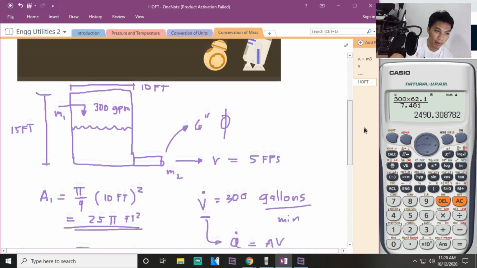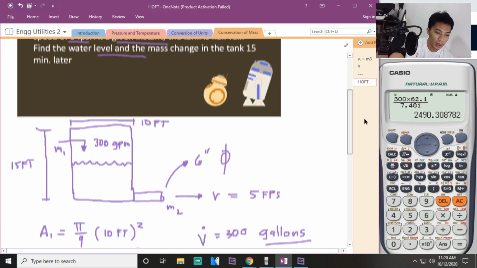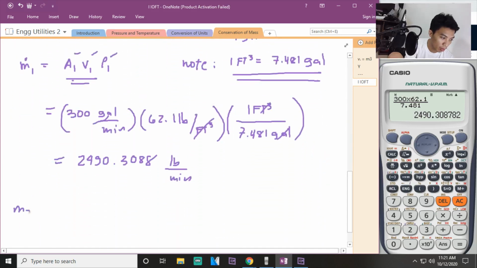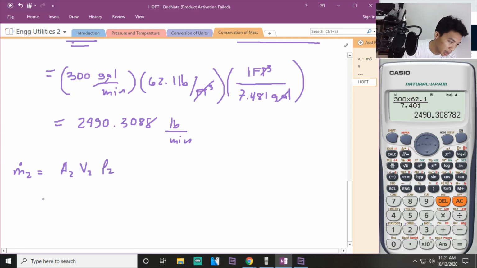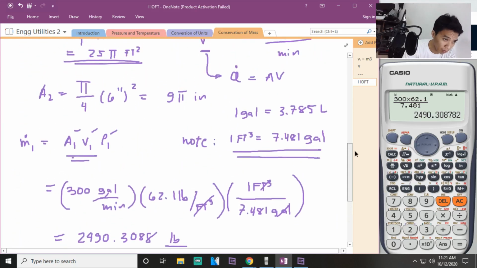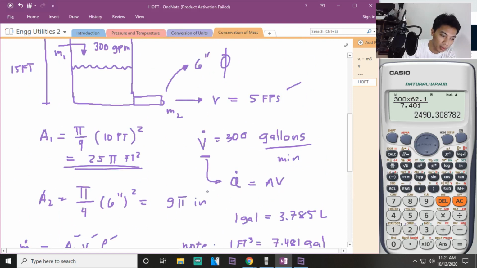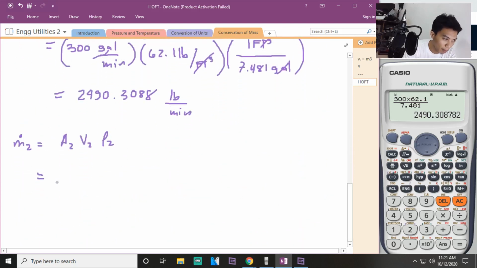Yung mass 2 naman, paano mo naman makukuha yan? Meron kang density, meron kang velocity. May area ka. Okay, so mass 2. M2 will be equal to area 2, velocity 2, density 2. Eh, same water lang naman ang lalabas dyan. Yung binigay na density, yun na yun. So, that will be 9 pi inch square. Velocity natin is 5 feet per second.